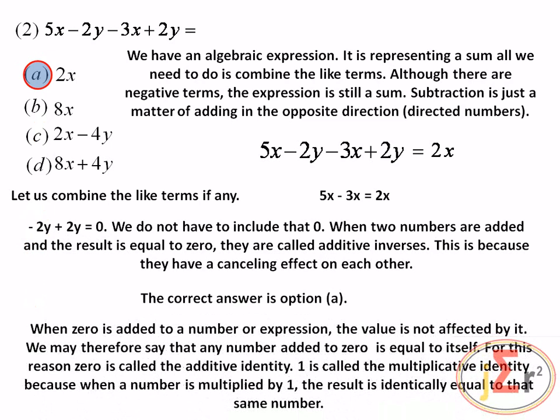When 0 is added to a number or expression, the value is not affected by it. We may therefore say that any number added to 0 is equal to itself. For this reason, 0 is called the additive identity. 1 is called the multiplicative identity because when a number is multiplied by 1, the result is identically equal to that same number.